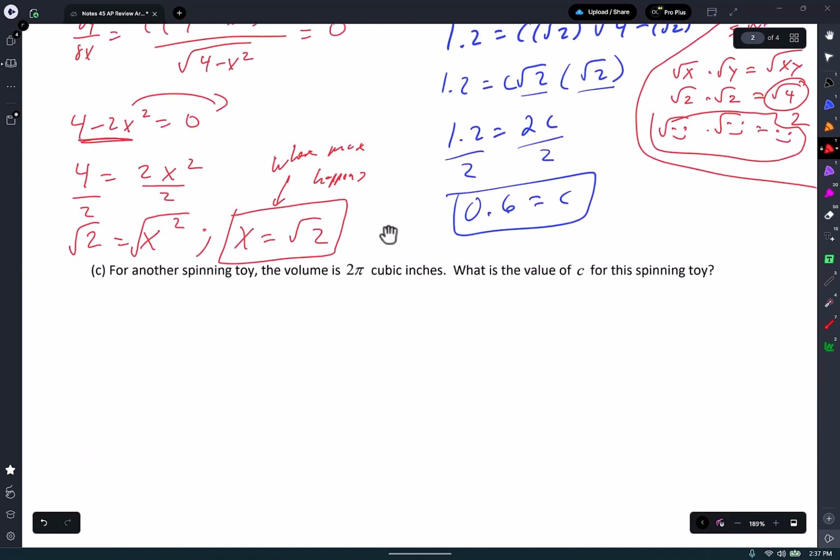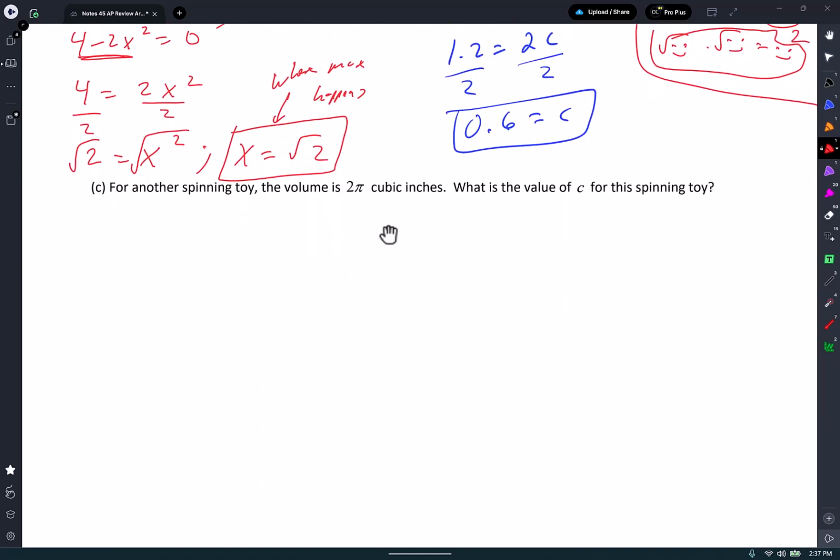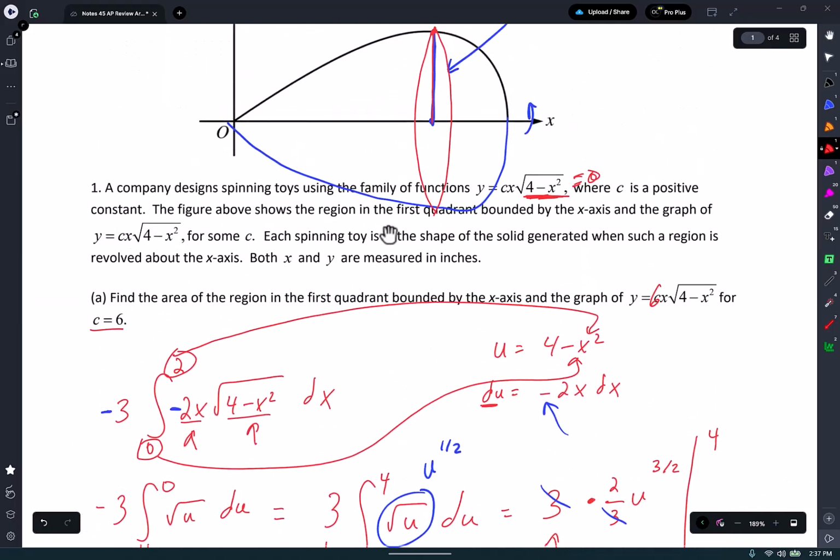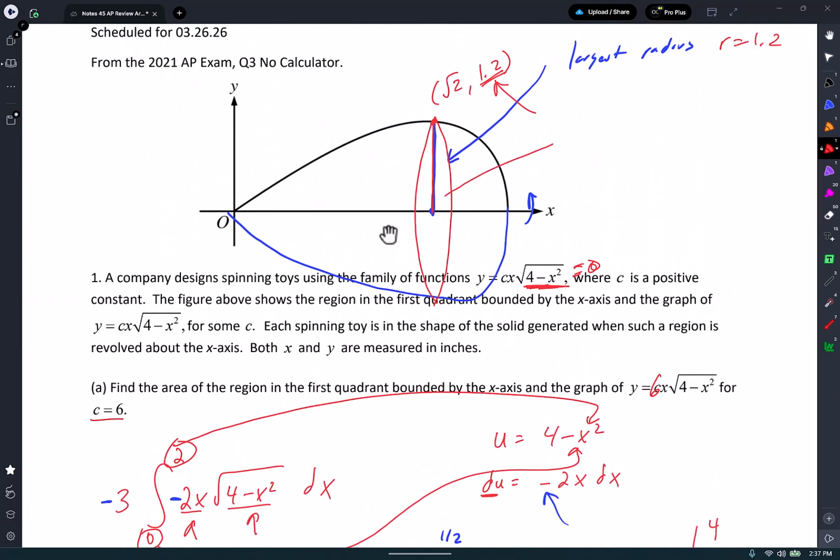All right. For another spinning toy, the volume is 2 pi cubic inches. There's my volume. What is the value of C for this spinning toy? Ooh, I like that question. All right, here we go. This is a circle. Area of a circle or a disk, technical term is disk, pi r squared. That's what I'm going to integrate.